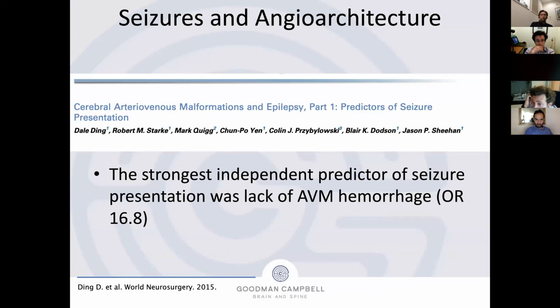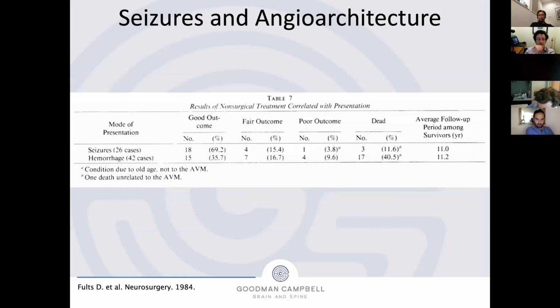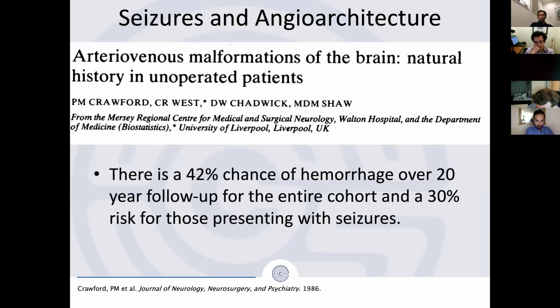If you look at this study, the Ding study from World Neurosurgery from 2015, the strongest independent predictor of seizure presentation was lack of AVM hemorrhage. So non-hemorrhage heavily associated with seizures. If you look at the Foltz data, seizure patients, you can see, have about an 85% good or fair outcome over the entire length of the study, whereas patients presenting with hemorrhage, only about 35% have a good outcome, so much lower. If we look at the Crawford trial, there's a 42% chance of hemorrhage overall over 20-year follow-up, but only 30% risk for those who present with seizures.